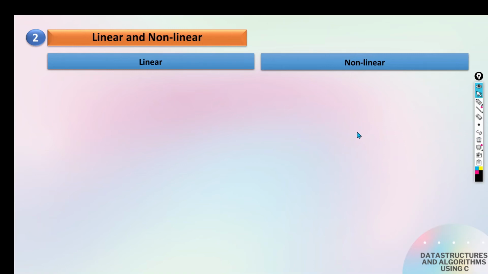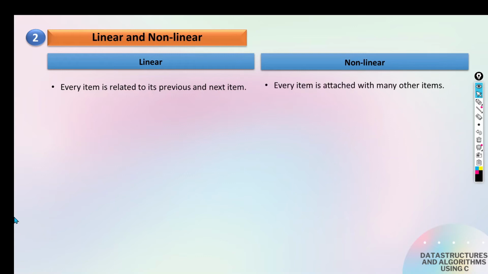So linear and non-linear. In linear, every element is related to its previous and next element, meaning whatever elements are there in your memory, everyone is associated with the next one. Next is associated with its next. Here, every element is attached with many. Means you can say here it is a 1:1 association, whereas here it is a 1:many association. Getting? Data is arranged in linear sequence.